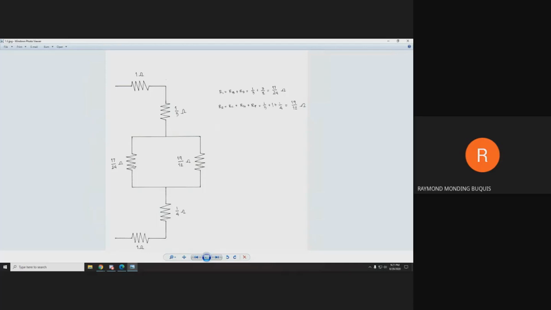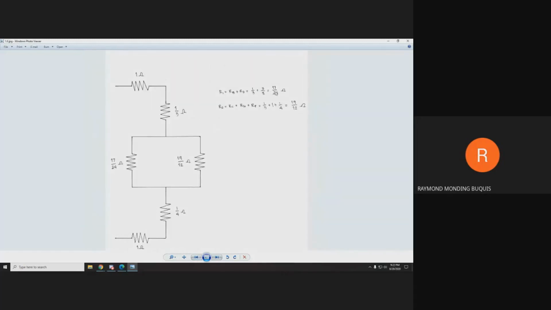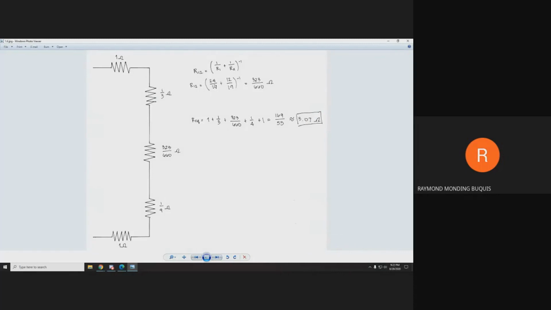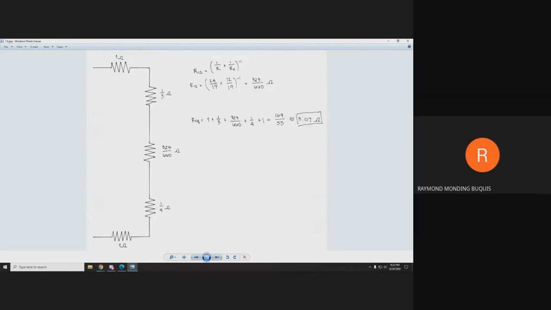The next step is combining these two resistors to form one resistor. Since they are in parallel, we take the reciprocal of each resistor, sum them, and raise the sum to -1. Since this is 17 over 24, the reciprocal is 24 over 17. For the second resistor, it would be 12 over 19. So 24 over 17 plus 12 over 19, raised to -1, is 323 over 660 ohms.